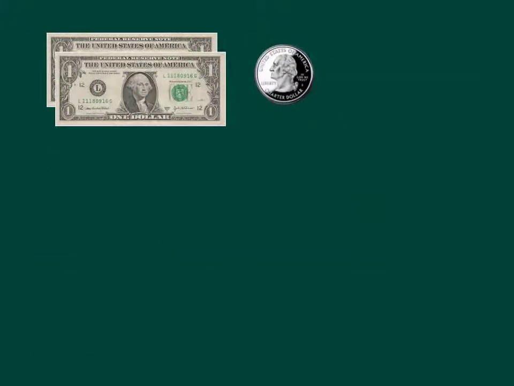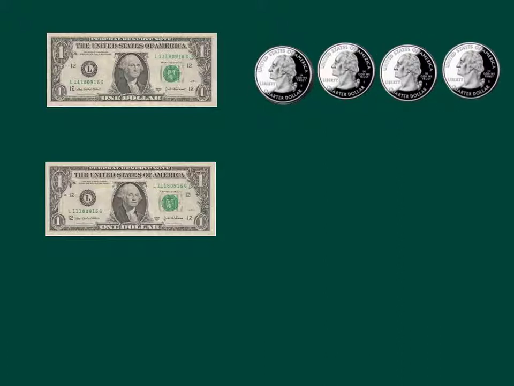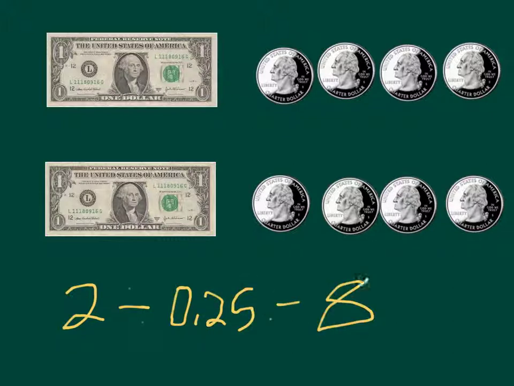And to check this, let's just change our $2 into quarters. So I've got $2. Remember that each dollar has 4 quarters. So there's 4 for that dollar. And here's 4 for this dollar. And look, this is telling me that 2 divided by 0.25 is equal to 8. Hooray!